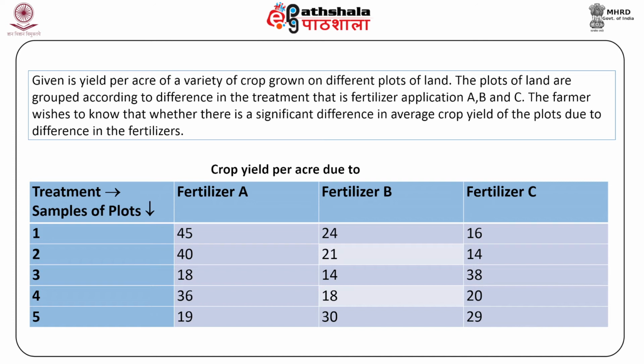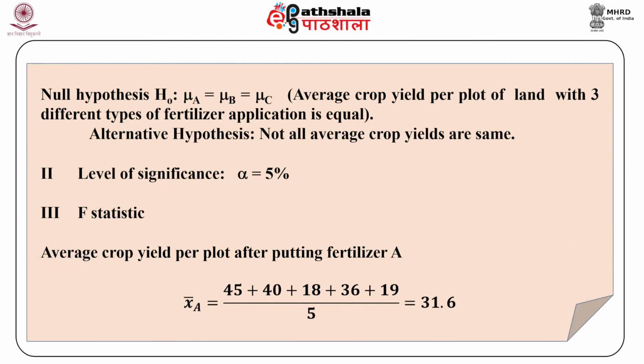We have the crop yield per acre due to, let's say, different treatments. So we have treatment in terms of columns, and in terms of our rows we have the sample of plots. So we have 5 plots for each treatment, 1 to 5, and we have fertilizer A, B, C. The cell values give us the crop yield per acre due to this use. Now let's find out the solution of this problem.